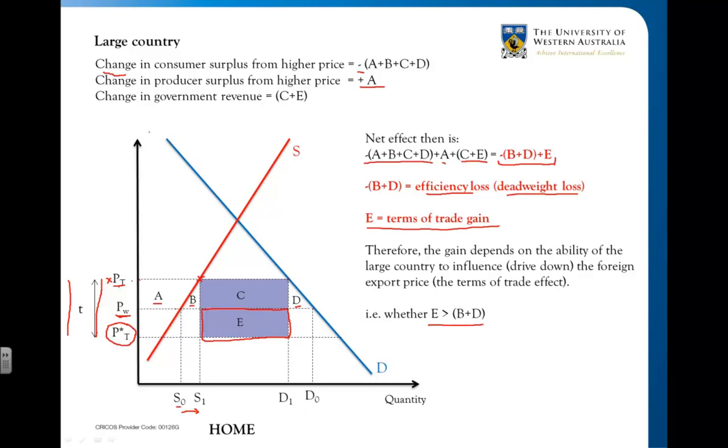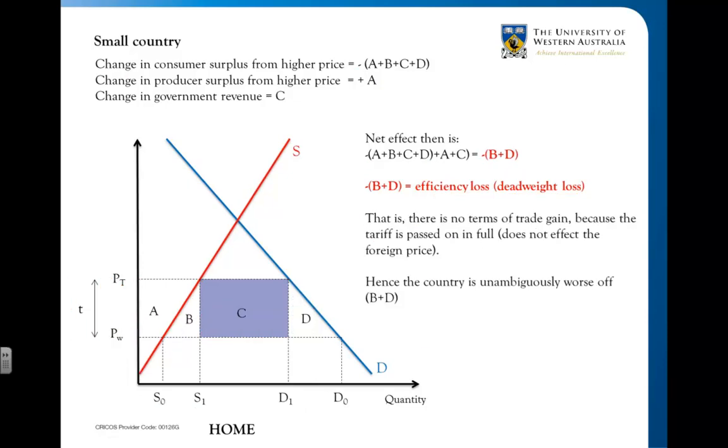So it is potentially possible that a large country can gain from the imposition of a tariff because of that terms of trade effect, that it'll allow the government to earn some revenue, whereas otherwise they wouldn't be. As I've drawn it, you can see it's probably a gain for this country. In other words, area E probably is bigger than B and D, but that of course depends on the slopes, the responsiveness, and on how large the effect is of the country. In other words, by how far they can drive down that export price.